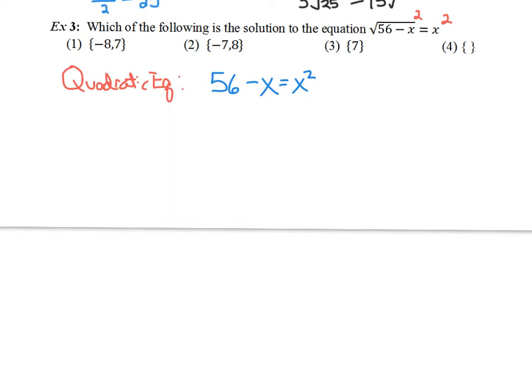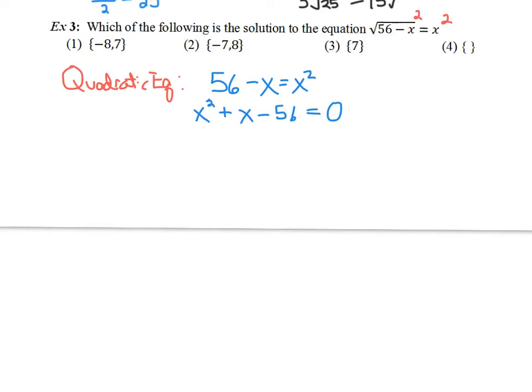So I'm going to want to write this in standard form. Let's add x over to the right side of the equation and subtract 56 and set the entire equation equal to 0. Now this is where we've got some options for solving quadratic equations.